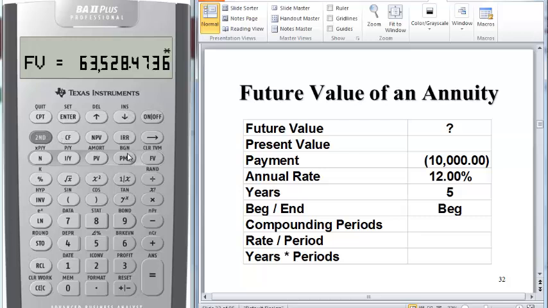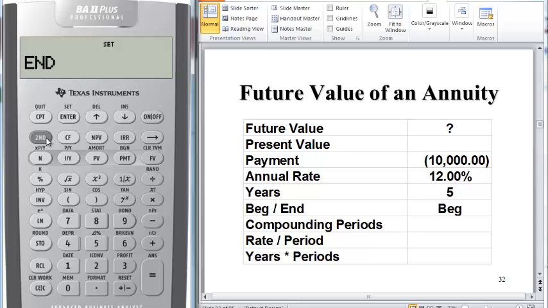You'll notice right above the payment key there is something that says BGN. So I can say second payment and then second enter. And notice my calculator now changes to beginning. I could then go and recompute. I should be able to recompute my future value, but somehow my numbers got cleared out. That's okay. So let's just clear our time value of money and start over.